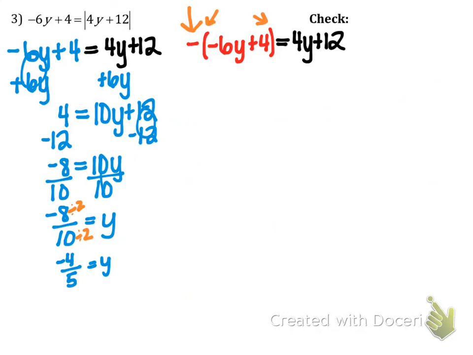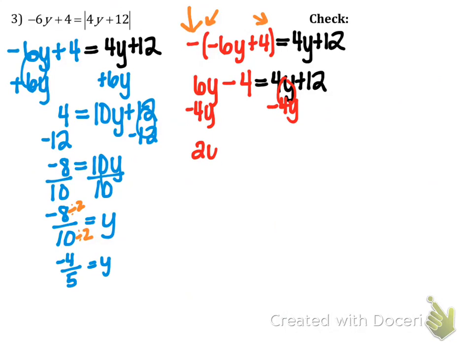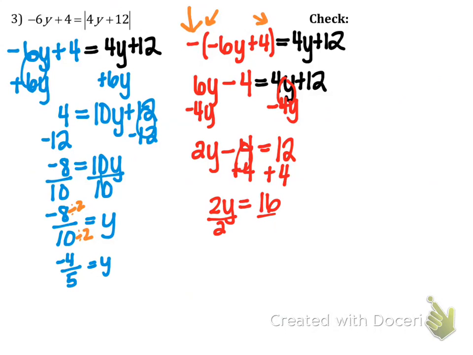So now let's solve the other equation. First things first, I'm going to distribute that -1. -1 times -6y will be positive 6y, and negative times positive 4 will be -4 is equal to 4y plus 12. Continuing to solve, -4y to zero out. 6y minus 4y is 2y, and -4 is equal to positive 12. Add 4 to zero those out, and 2y is equal to 16. Divide by 2, and y is equal to 8.